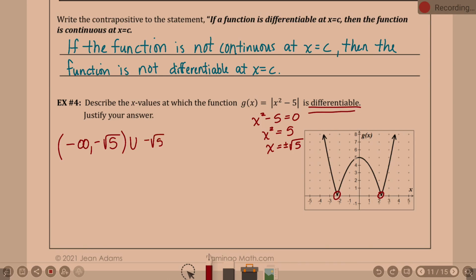Negative square root of 5, again with a parenthesis, comma. Now how far are we going? Positive square root of 5, parenthesis, union, and then square root of 5 to infinity. What's my justification? Because we said so. Sharp corner or cusp. Since g of x has a sharp corner or cusp at x equals negative square root of 5 and positive square root of 5.